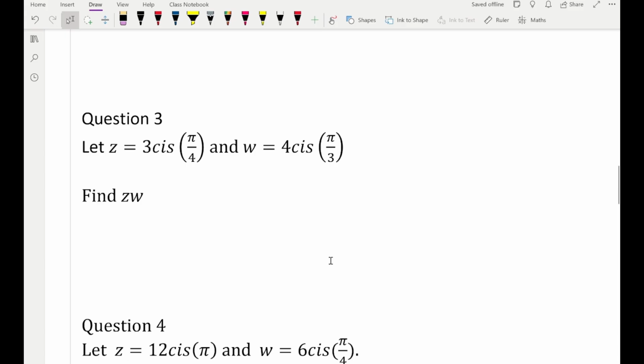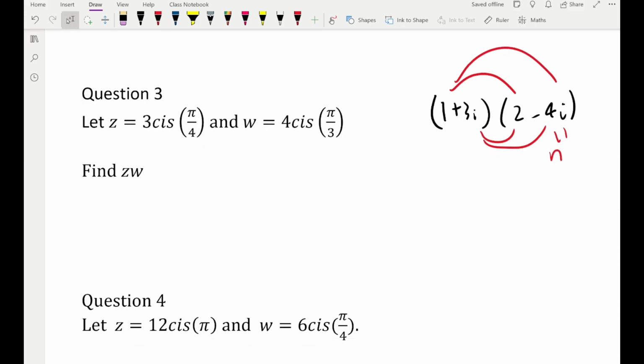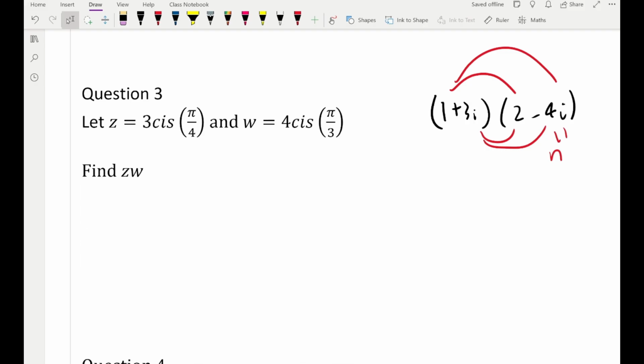All right, next thing we do is we times cis's together. Now, normally if you're timesing complex numbers, like 1 plus 3i times 2 take away 4i or something, you'd have to FOIL it out and it's going to be really messy and we just get very sad. So the good thing about polar form is it's really, really easy to times numbers together. All you do is you times the modulus and you add the argument. That's literally all you do.